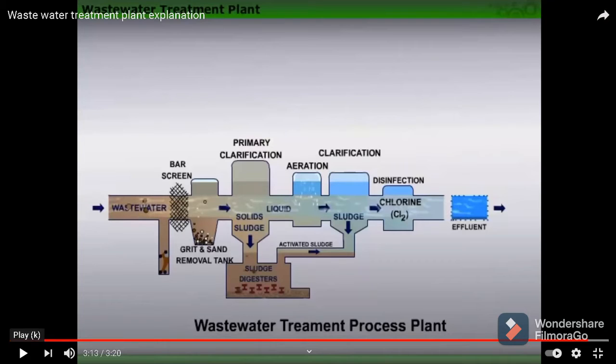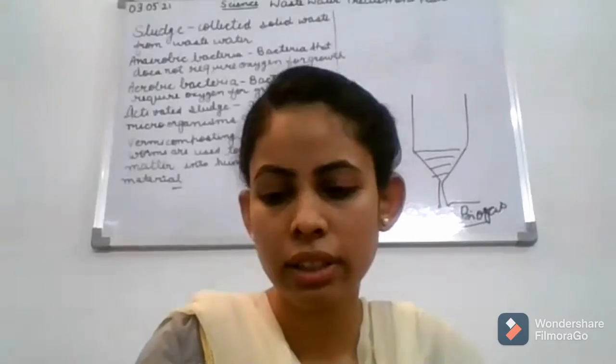The water obtained from this water treatment plant is now disposed into the rivers. You see that there are so many harmful impurities present in the wastewater that are removed. Then the wastewater is disposed into the rivers or any other source. Now it is clear? Yes, Krish?